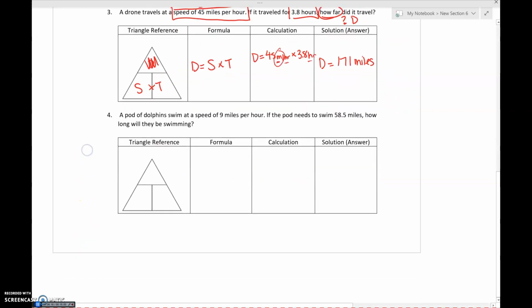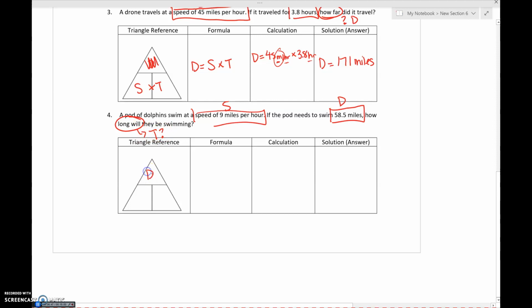All right, number 4. A pod of dolphins swims at a speed of 9 miles per hour. So we have our speed here. If the pod needs to swim 58.5 miles, how long will they be swimming? So we have our speed, 9 miles per hour, and we are given 58.5 miles, which is a distance. And the question asks how long, which is a time. So we are looking for time.